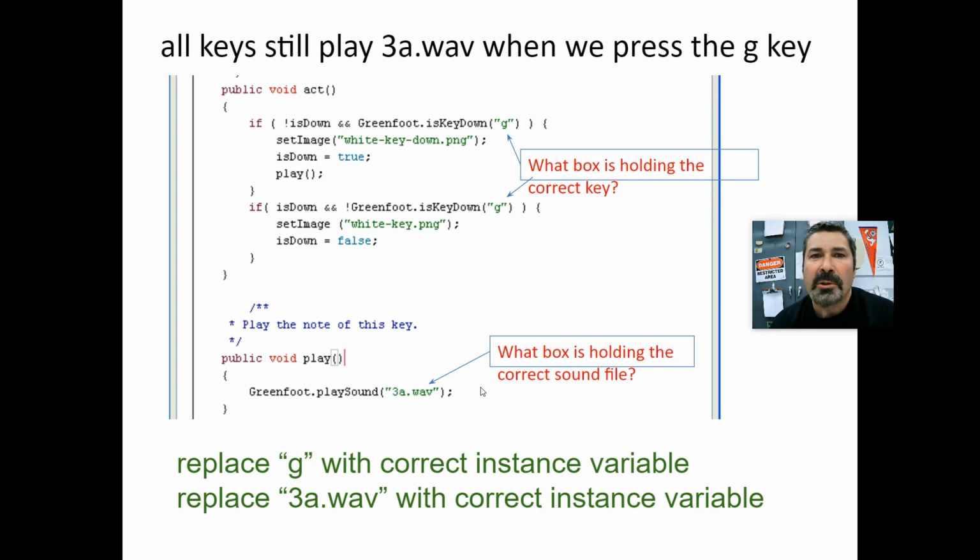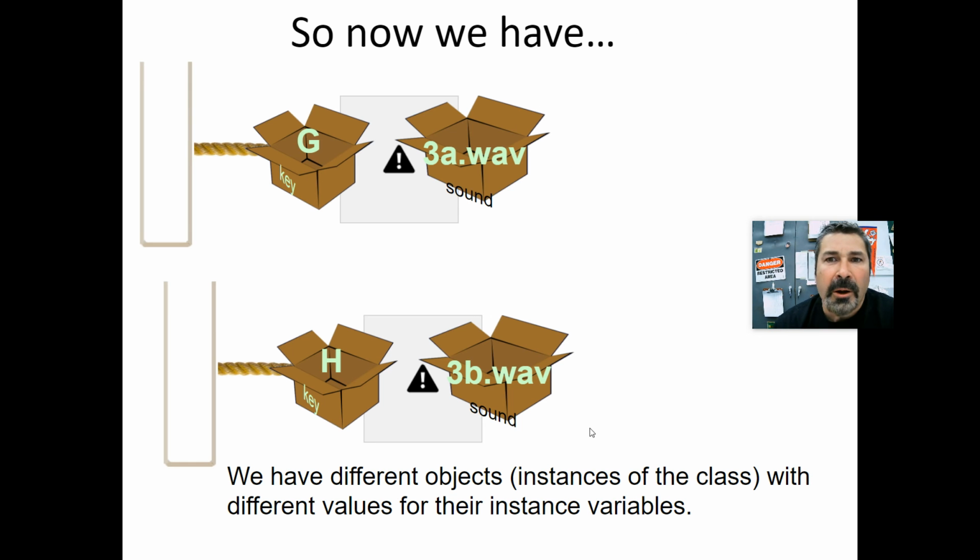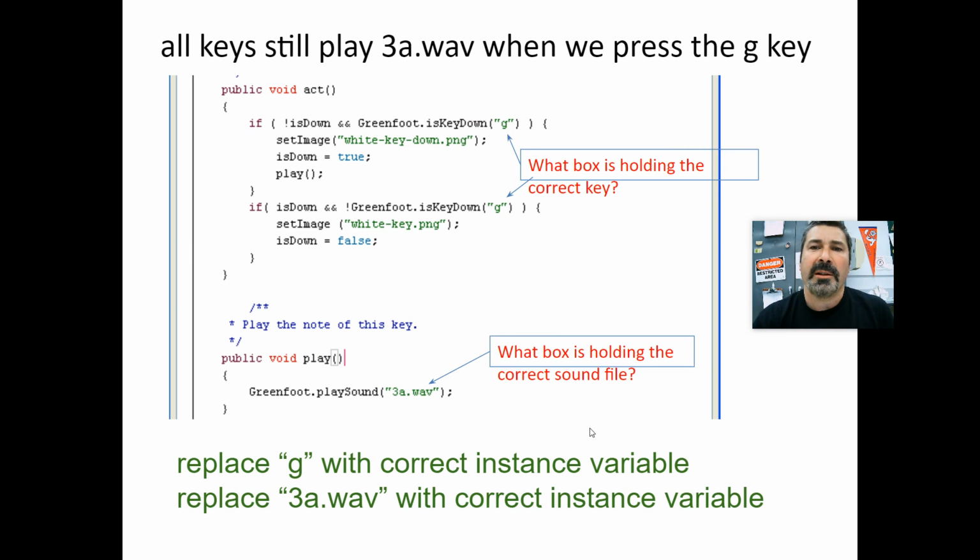All right. So here's the problem, right? So we're passing in the correct information, but look what we're doing. It's always playing with what key? It's always playing what sound? Okay. So the question is, what do we replace this with? Okay, see if you can figure it out. Replace the G with the correct instance variable. Replace 3a.wave with the correct instance variable. See if you can get it. Okay? If you can't, ask me. Okay, so hit pause. Don't go on until you get that.